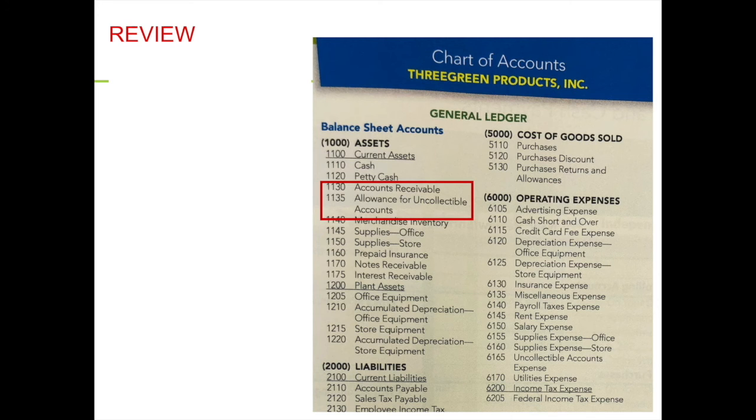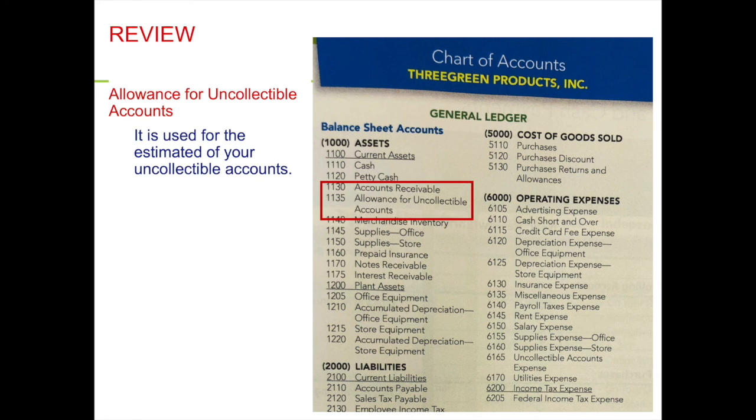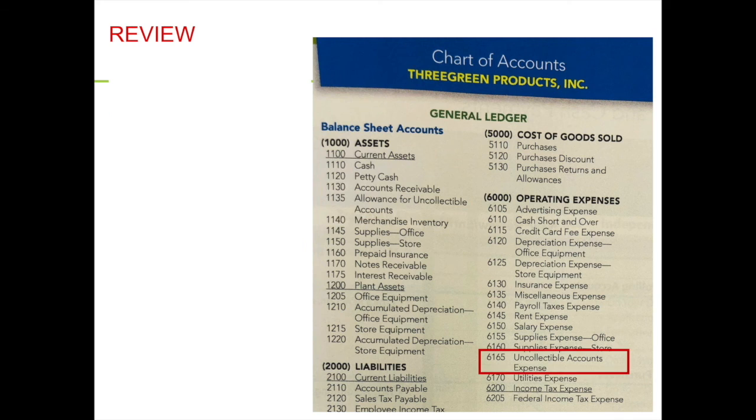Just a little review before we move on to the work together problem. Our allowance for uncollectible accounts, remember that is used for your estimate of your uncollectible accounts. Like when we went through the percents of all of our sales on account and we figured out an estimate of how much we're not going to collect. Remember, it is an asset. It is a contra accounts receivable. That means it has a normal credit balance because it's opposite the accounts receivable, so therefore it'll be a credit balance.